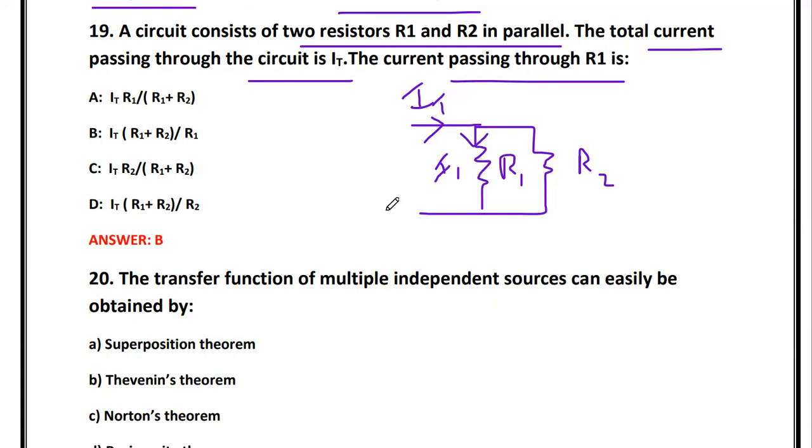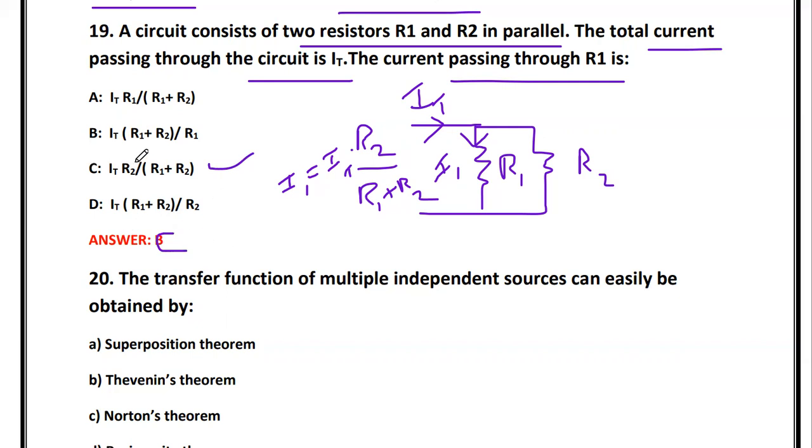Okay, so in order to solve this, we can use the current division law. According to the current division law, if you want to find the current flowing through a particular branch, the current I1 is calculated as the total current IT multiplied by the opposite resistance, R2, divided by the addition of the two resistances, R1 plus R2. So this is the current flowing through the resistor R1. So here B is not correct. C is the correct option.